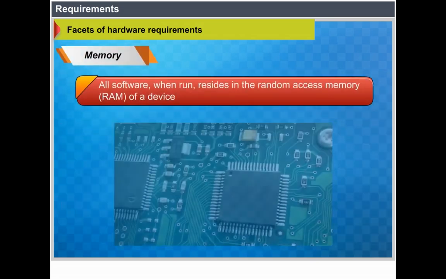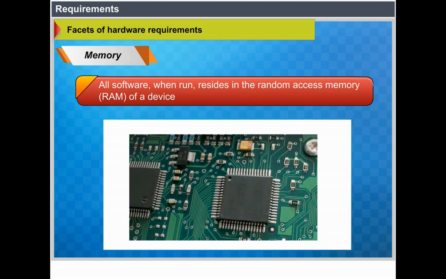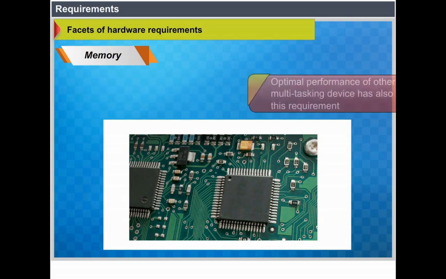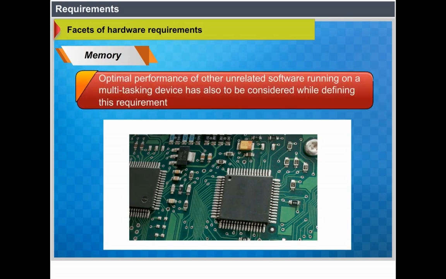Memory. All software, when run, resides in the random access memory (RAM) of a device. Memory requirements are defined after considering demands of the application, operating system, supporting software and files, and other running processes. Optimal performance of other unrelated software running on a multitasking device is also considered when defining this requirement.